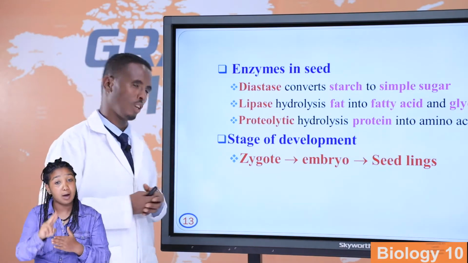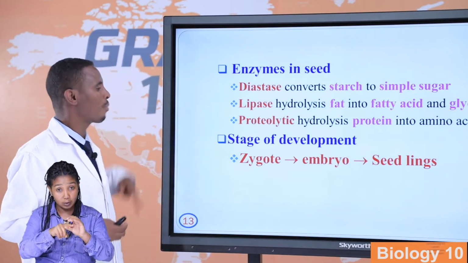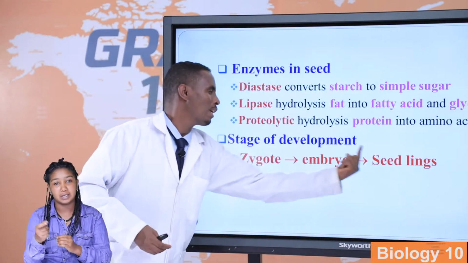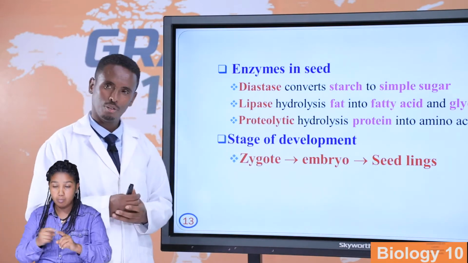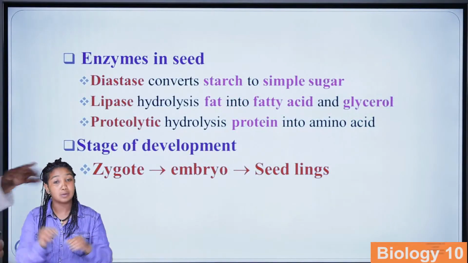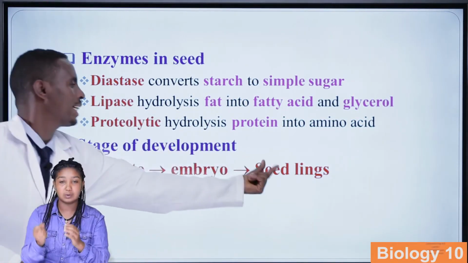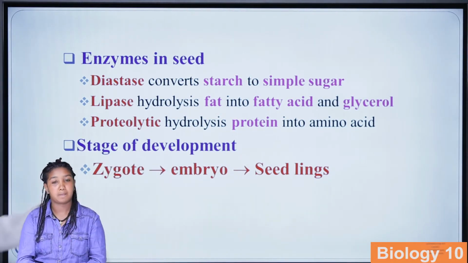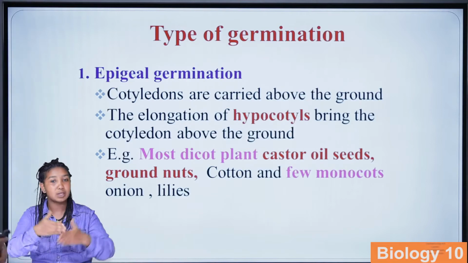So these are the stages of development. The zygote develops into an embryo, and the embryo develops into a seedling. The seedling develops from the embryo, and the embryo develops from the zygote. So these are the most important enzymes, and these are the stages of development.